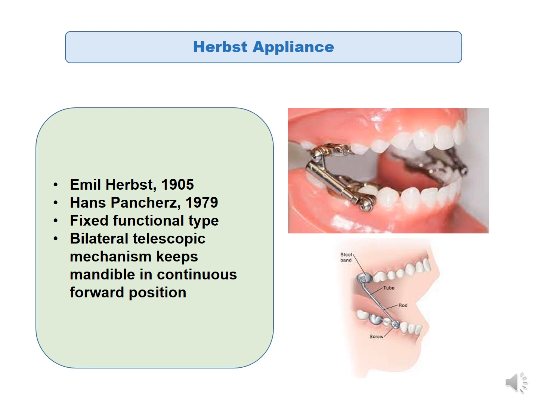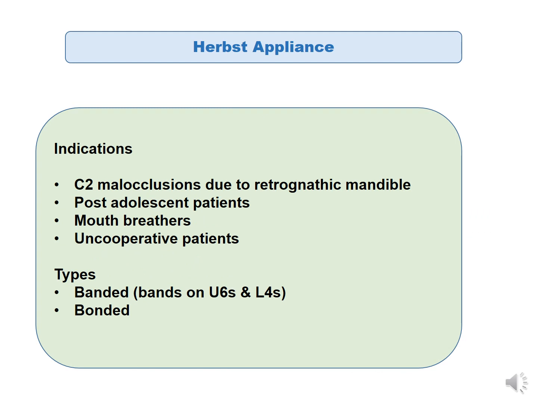Now the Herbst appliance was initially introduced by Emil Herbst in 1905, then it was forgotten and reintroduced by Pancherz in 1979. It is a fixed type of functional appliance. It consists of a bilateral telescopic mechanism which keeps the mandible in a continuous forward position. The indications for the Herbst appliance are class 2 malocclusion due to a retrognathic mandible. It can be used in post-adolescent patients, in mouth breathers and in uncooperative patients.